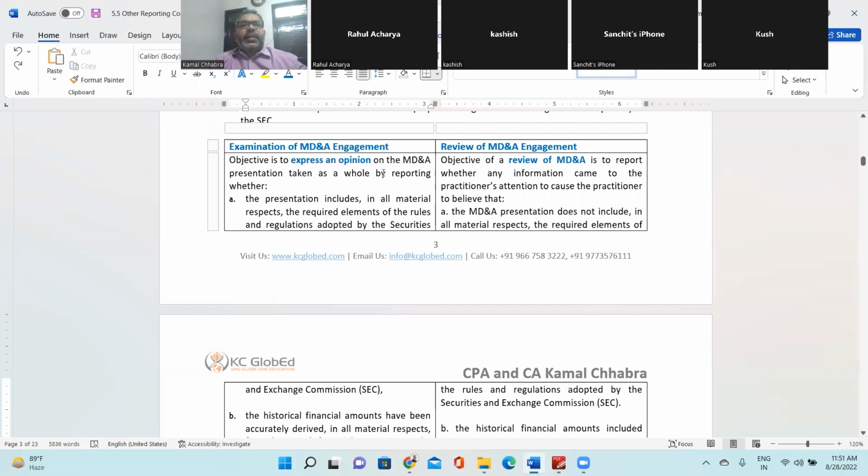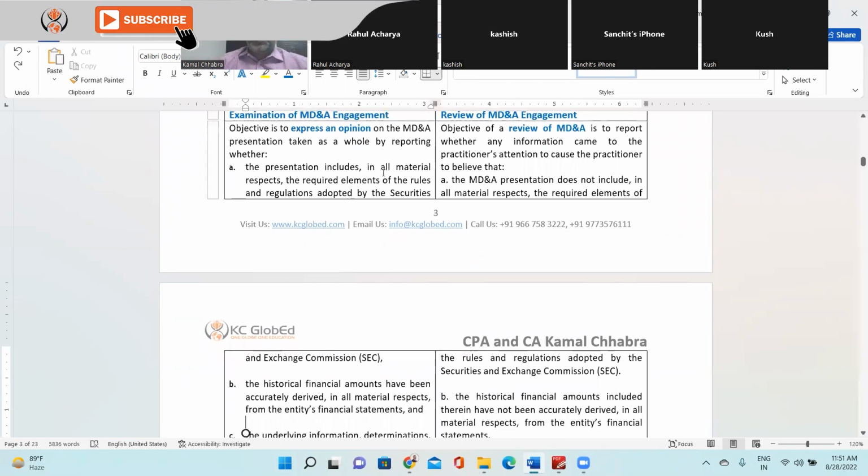Now coming to the right hand side, review engagement. There might be a possibility that you are doing the audit of the financial statements and the company may engage you to perform a review on the MDA, management discussion and analysis, as well. Which standard do you follow for the review? SSAE, right? The objective of the review of the MDA is to report whether any information came to the practitioner's attention to cause the practitioner to believe that... So here you will be giving a negative assurance, or a limited assurance.